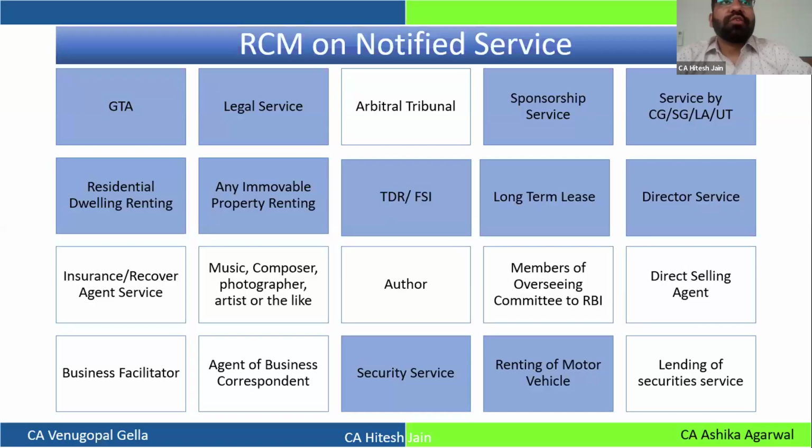services received by corporates, being the director services, the security services, and renting of motor vehicle, which many corporates often do for providing cab facility services to their employees. All these services come into day in day out practice of the corporates, and it is very important to understand to what extent is RCM applicable on these services.